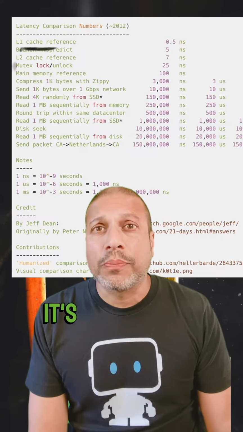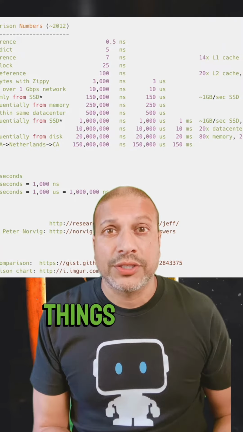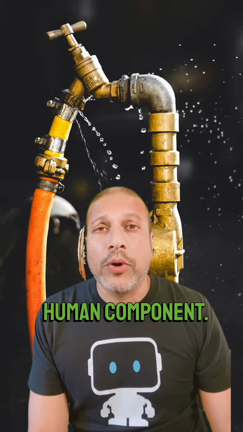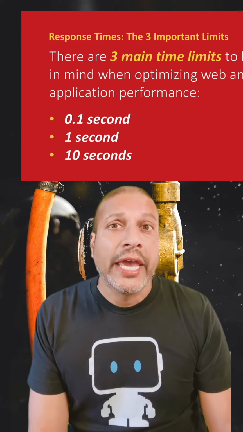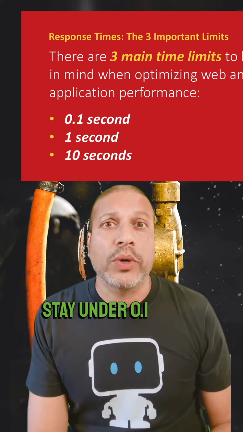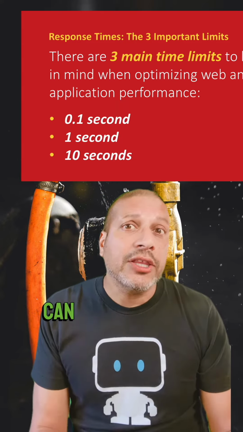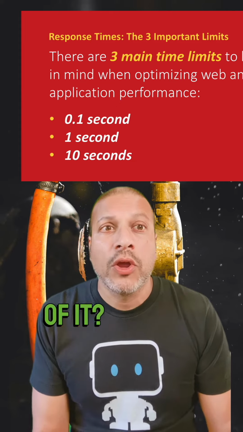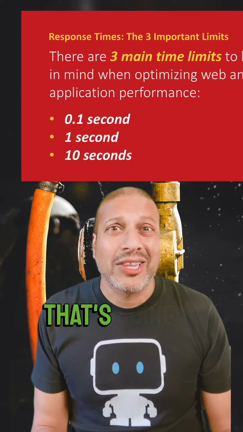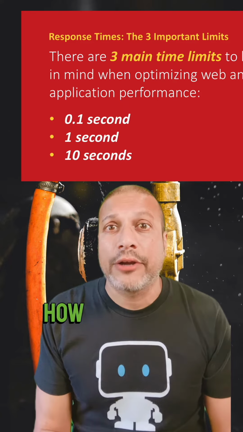Now for latency, it's important to remember there are some theoretical limits to just how fast things can go. There's also the human component, and this is where you have to understand exactly how your model is being used. Is this something where you need to stay under 0.1 second because you need that instantaneous feel? Or can the user pause for a second, still kind of keeping them in the flow of it? Or is there something that's going to take a little bit longer? It's going to break the flow. You're going to need to think about how you're going to manage that.